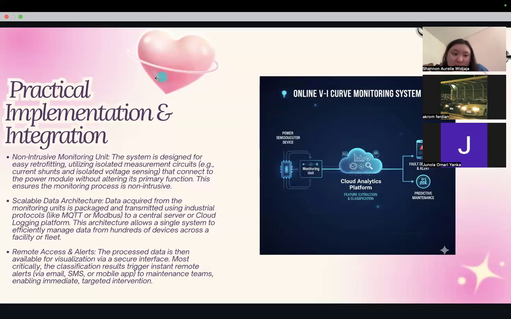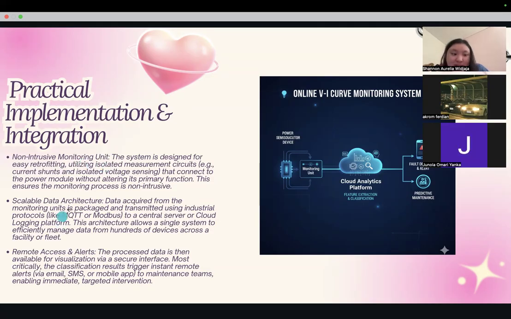And this is the practical implementation and integration of the online VI curve monitoring system. Firstly, the non-intrusive monitoring unit. This system is designed for easy retrofitting, utilizing isolated measurement circuits such as current shunts and isolated voltage sensing that connect to the power module without altering its primary function, to ensure that the monitoring process is not intrusive, thus it's called non-intrusive monitoring unit.